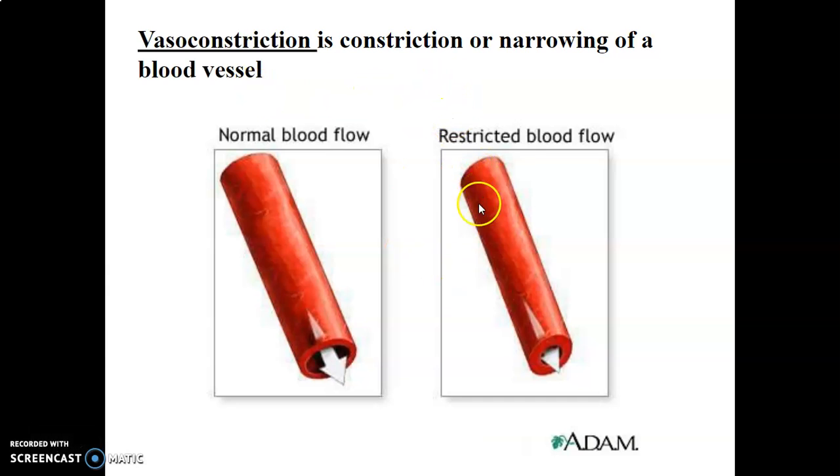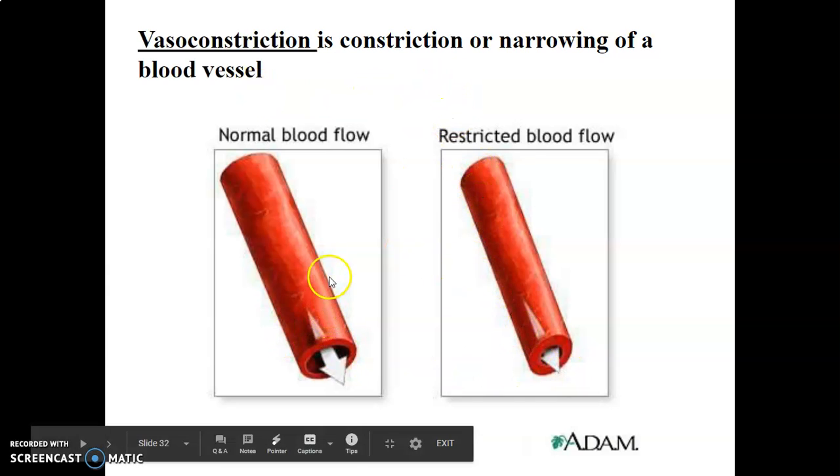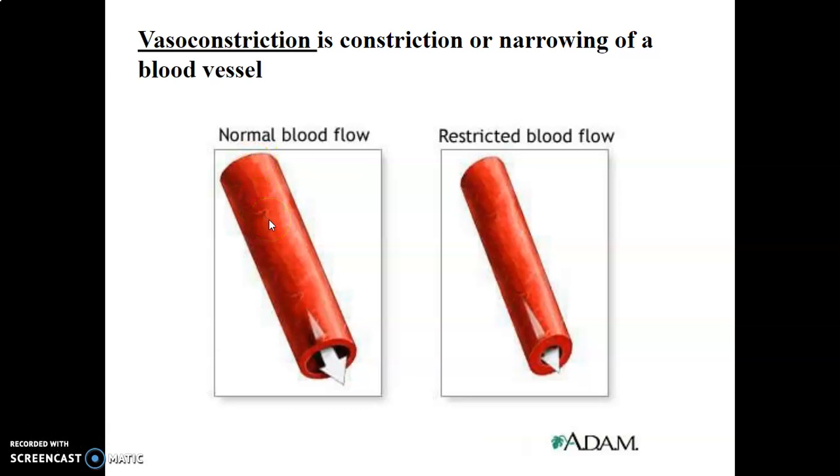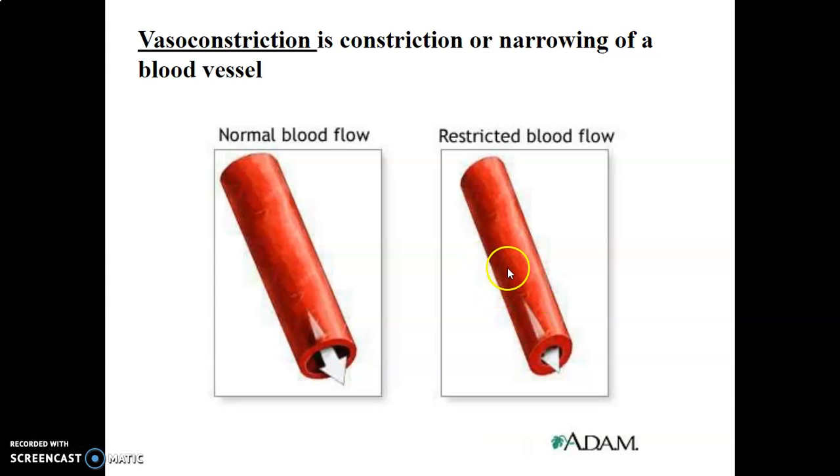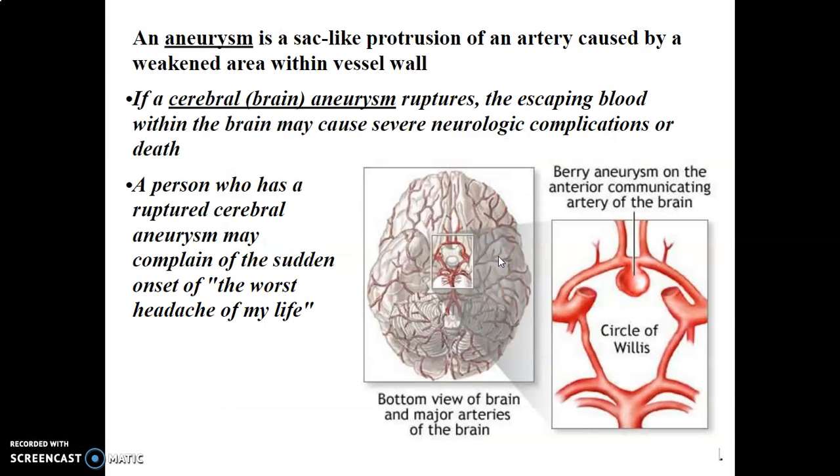Things become narrowed. So it's just like if you had a large, think about your garden hose at home, how much water can come out of that. And then think about a fire hose, okay? There's not as much pressure coming through it because it's not as open. It's not as wide. It's not as large of an opening. Vasoconstriction is a narrowing of the blood vessels, which restricts blood flow.